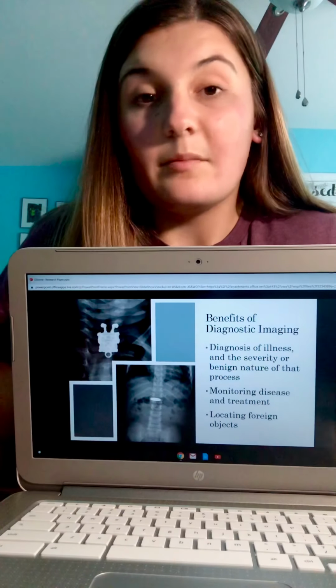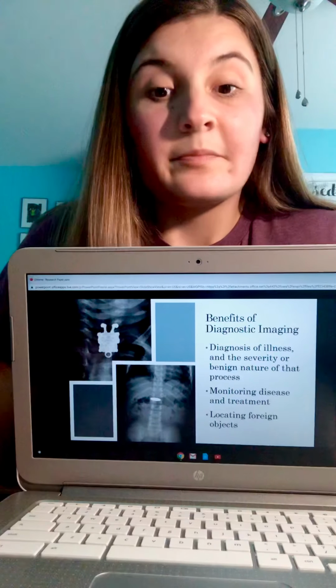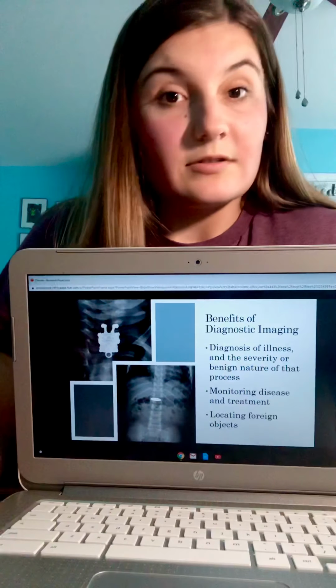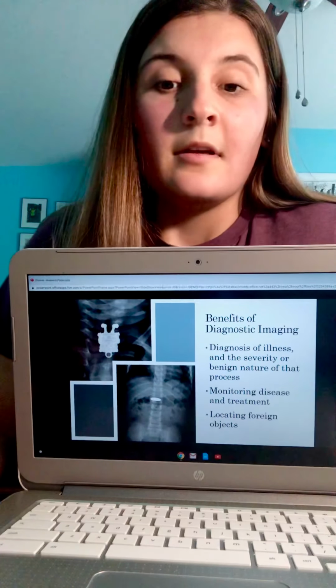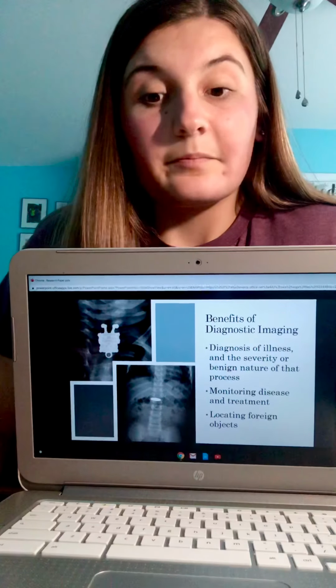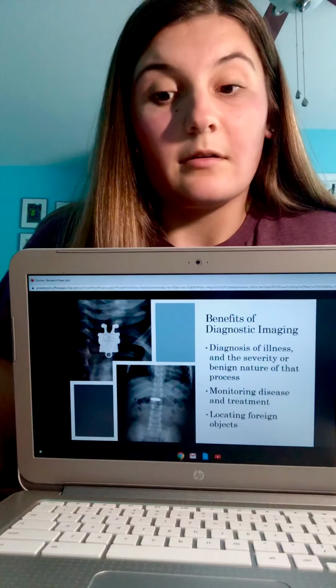So lastly, the benefits definitely outweigh the risks. The benefits of using diagnostic imaging include the diagnosis of illnesses, being able to monitor the disease and the treatment, and locating foreign objects.